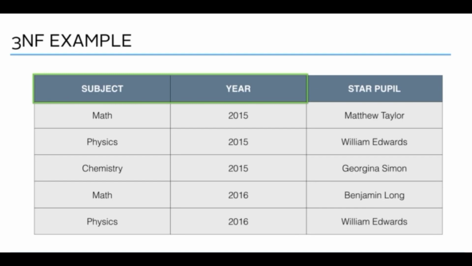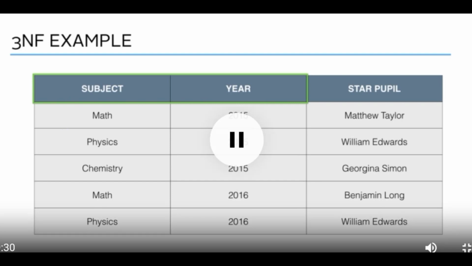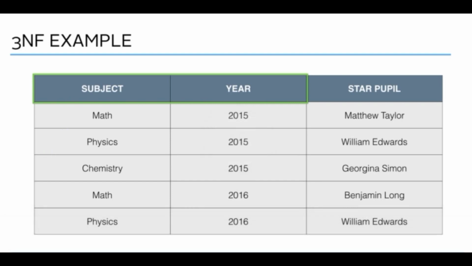Now we need to check whether it's in third normal form. Does any column which is a non-primary key column depend on only the whole of the primary key? The obvious answer is yes, because we only have one column which is non-primary key, the star pupil. So it can only depend on the whole of the primary key. There's no other non-primary key columns for this column to depend on. So yes, this table is in third normal form.